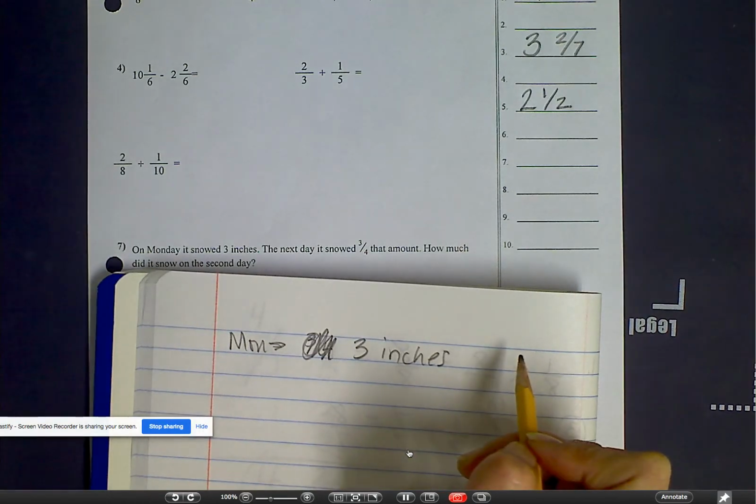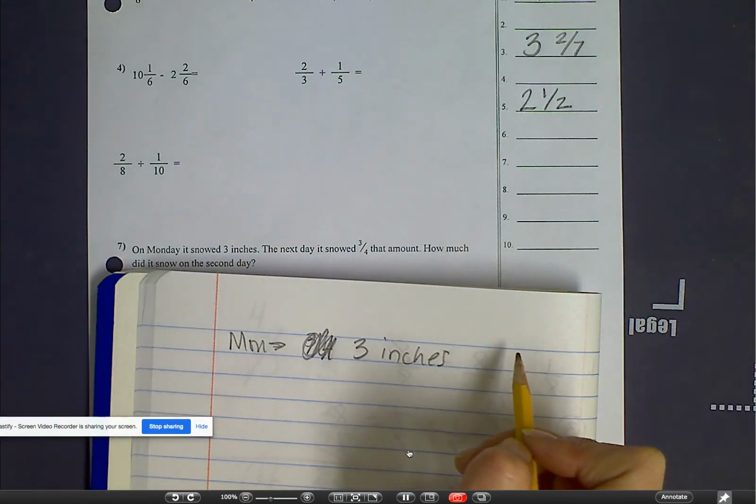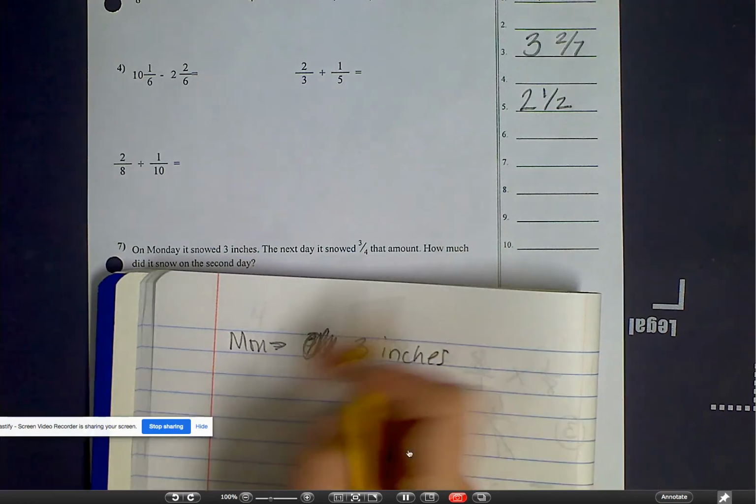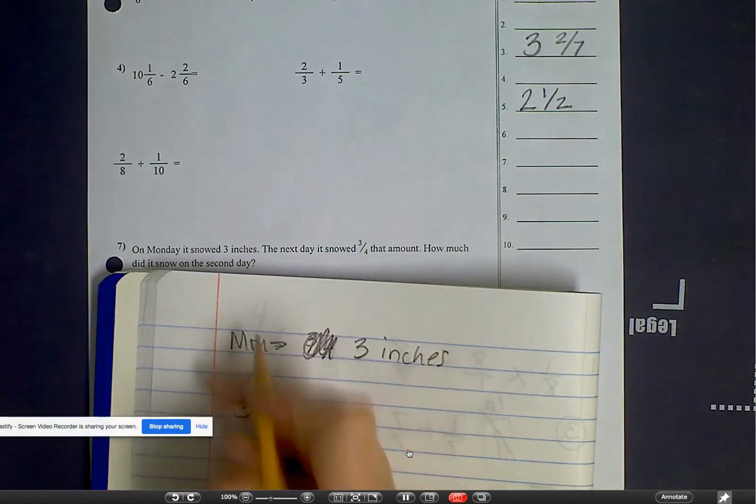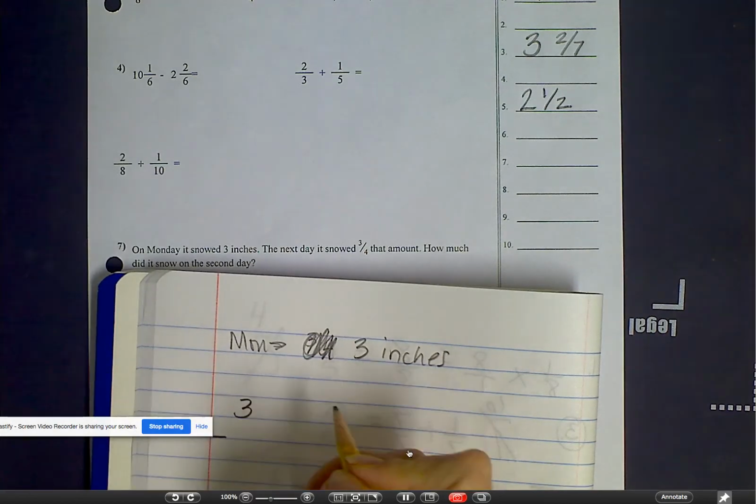So when you're looking at this, you got to think, okay, what kind of operation would I use? I know that on Monday it snowed 3 inches. The next day, it snowed 3/4 that amount. How much did it snow on the second day? So it tells me that it didn't snow a whole 3 inches. It snowed less than 3 inches, right? So then I'm going to do 3, and then I'm going to subtract.